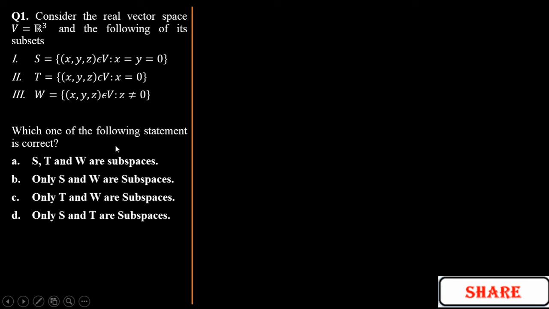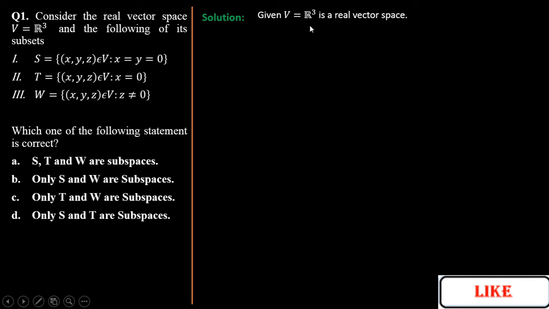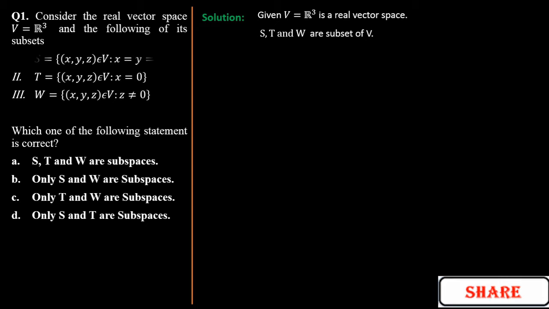In such kinds of questions we should study the subspaces of a vector space. So what we have given: V equals R cube is a real vector space, and S, T and W are subsets of V. So what we see here, the first S is the subspace. Here you can see x and y equals 0, x equals 0, and z is not equals to 0 is given. So you may check here.